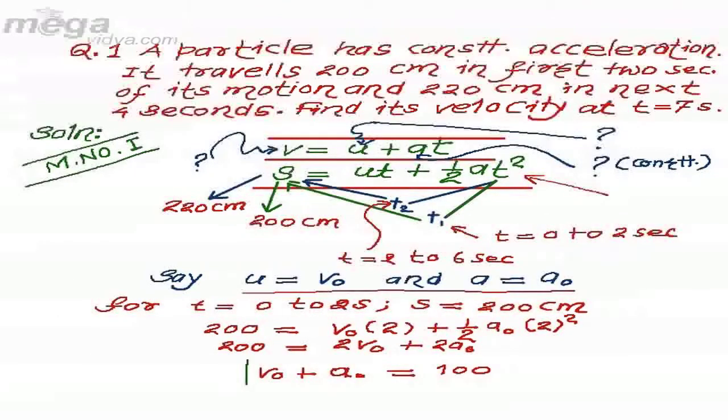Here is the equation which we have got using kinematic equation number 2 for the given set of values. Now if we proceed to the next step using the information given from t equal to 2 to t equal to 6 seconds, the time interval is now t equal to 2 to 6 seconds. So the total t here becomes 4 seconds. You can say the time taken is 4 seconds.